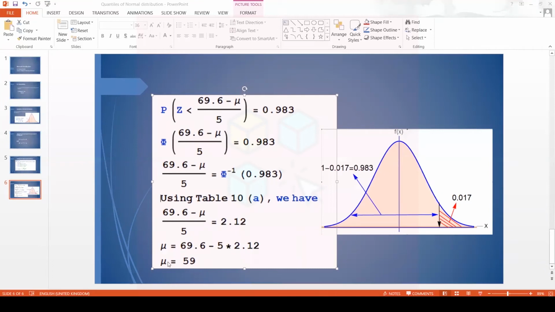Mu, which is our mean, lies in the center. So in the center there must be 59, and definitely 69.6 is on the right side. That's why the black arrow is on the right tail, and 59 is less than 69, so it should be in the previous point on the number line, and it's in the center of the distribution. So mu is 59 in this case.